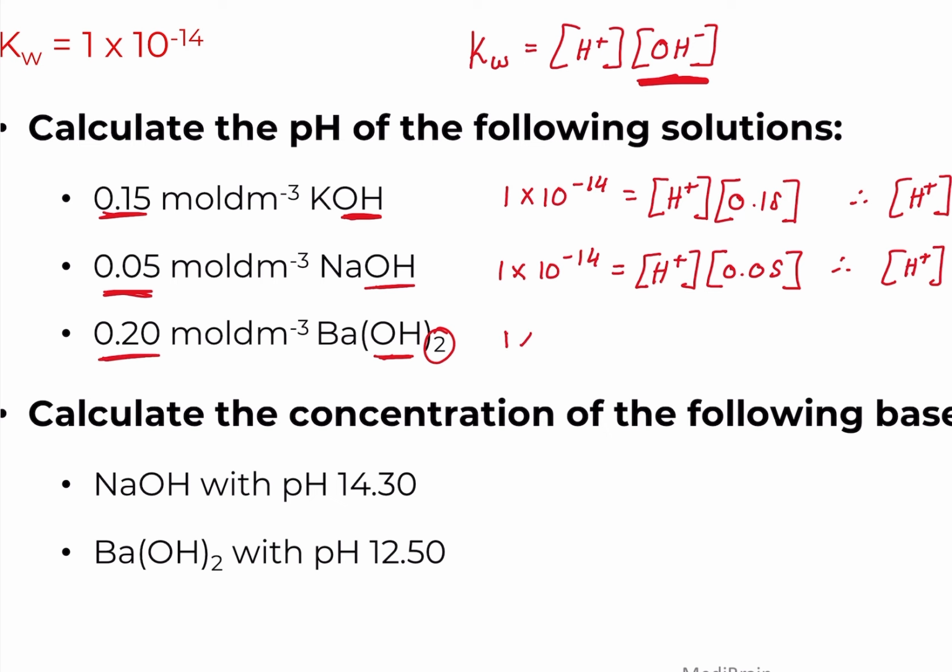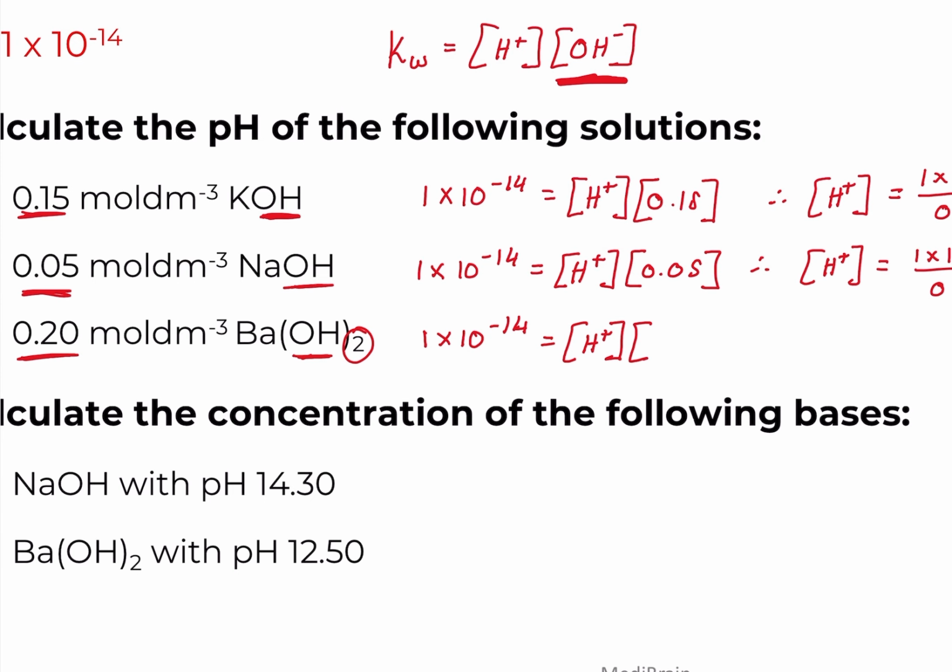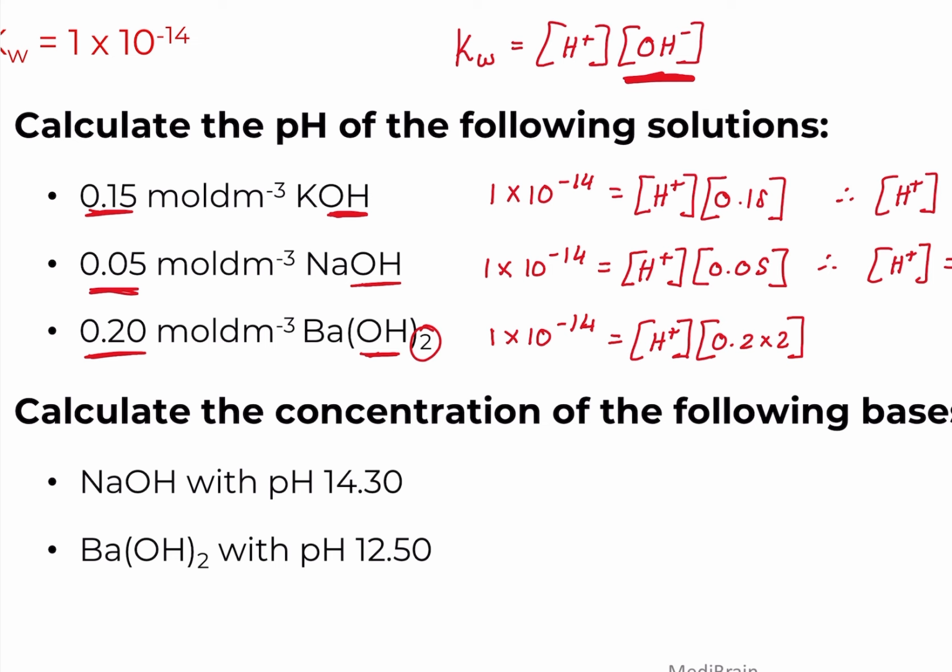So Kw is 1 times 10 to the power of negative 14. We still don't know our hydrogen ion concentration. Our hydroxide ion concentration, we know it's going to be 0.2 multiplied by 2. And the reason why is because there's a small 2 over here next to the hydroxide ions, which means there are 2 lots of hydroxide ions for every 1 barium ion. So whatever concentration we have over here, we would need to multiply it by 2.